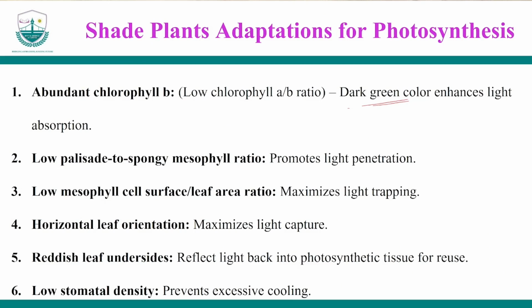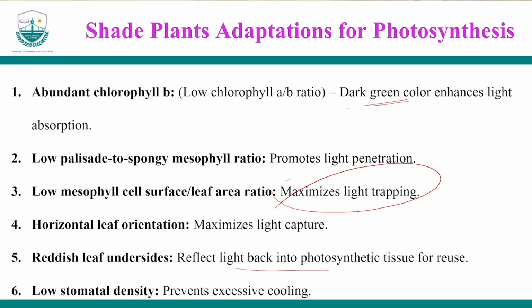And then you have a low mesophyll cell surface to leaf area ratio. This also is very important in maximizing light trapping. The horizontal orientation of leaves ensures maximum absorption of light. So the leaves are flat horizontally, and they can maximize light absorption. And then reddish leaf undersides reflect light back into the photosynthetic tissues.